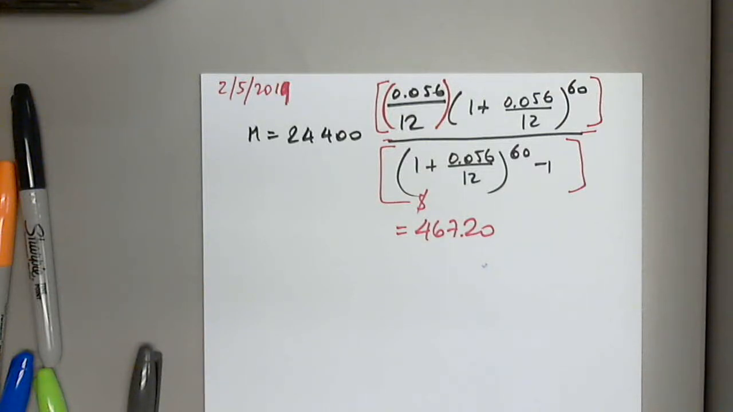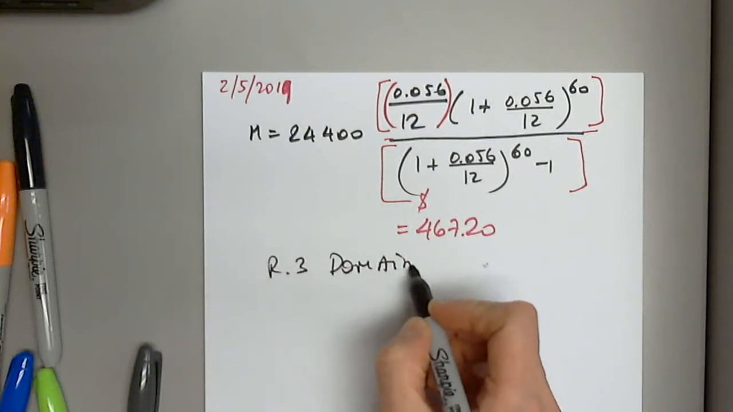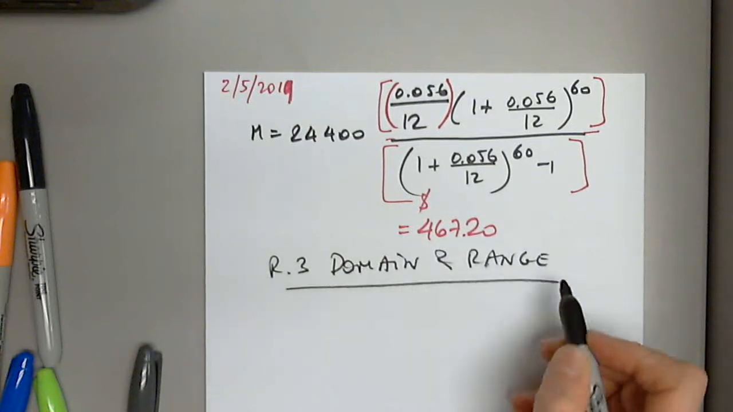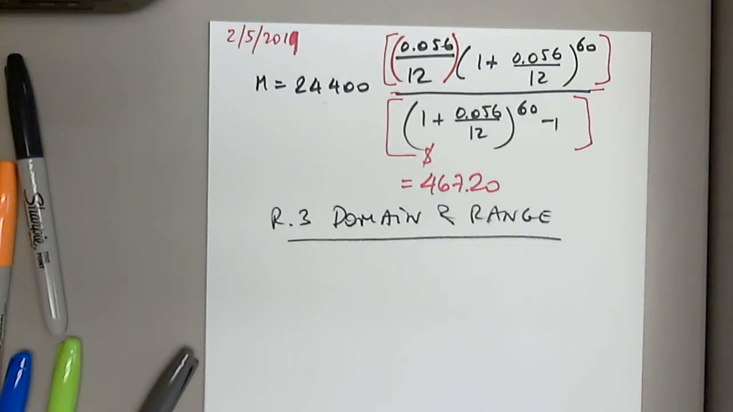R.3, finding domain and range. This is a very important topic because every time we're asked to graph, every time we look at a pattern or a function, we need to determine the domain. After we graph, we can also identify the range. Sometimes we don't need to graph to identify the range, but sometimes we do.